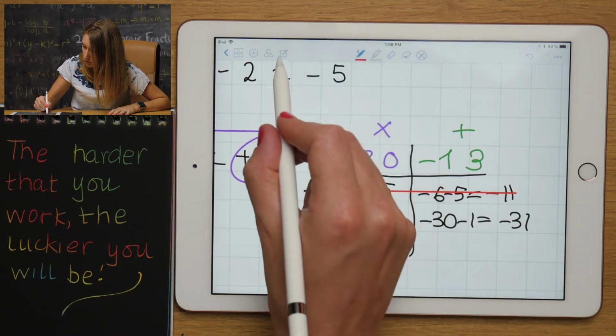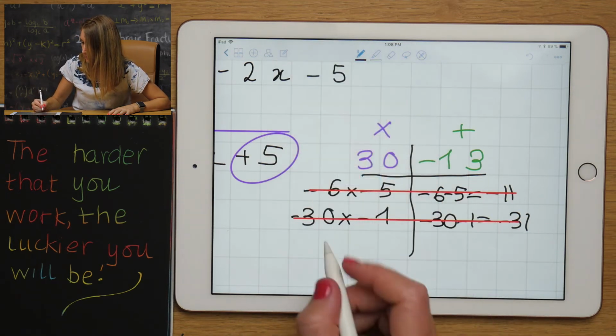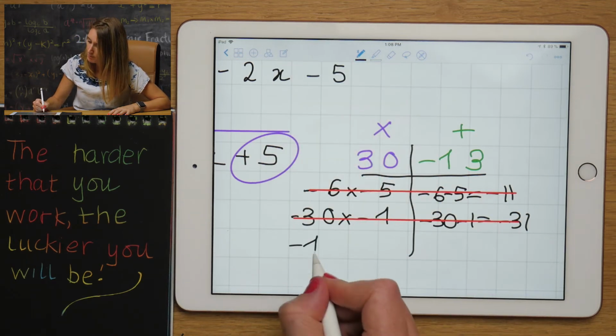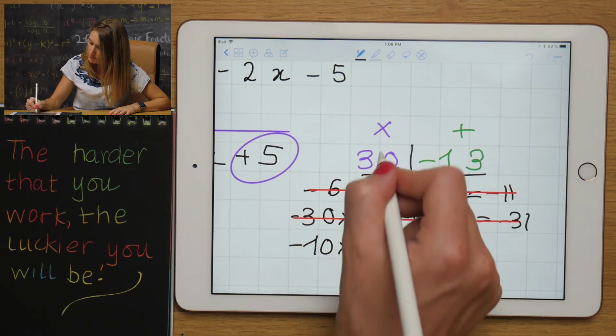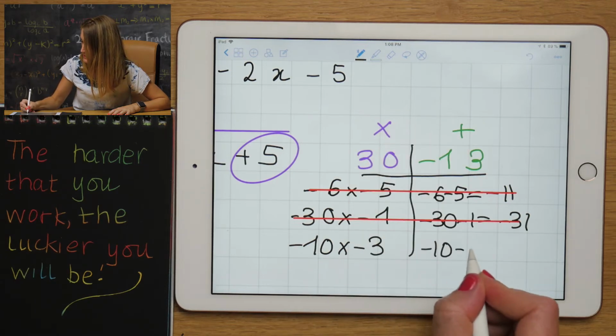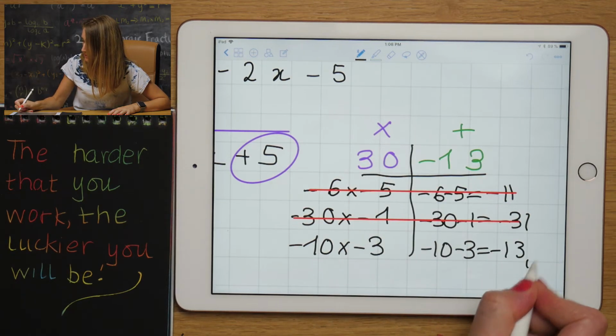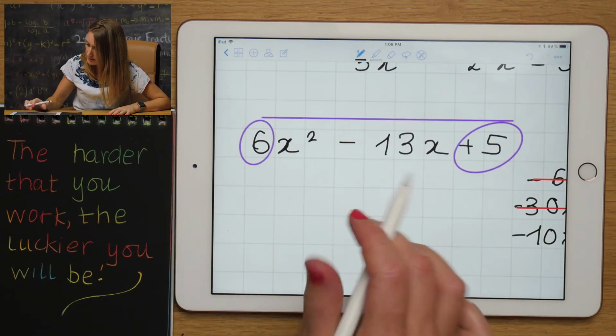Again, incorrect. The correct solution is going to be, you might have guessed it by now, minus 10 times minus 3. Minus times minus gives the plus 30, 10 times 3 is 30, and minus 10 minus 3 will be minus 13, which is what we're looking for.